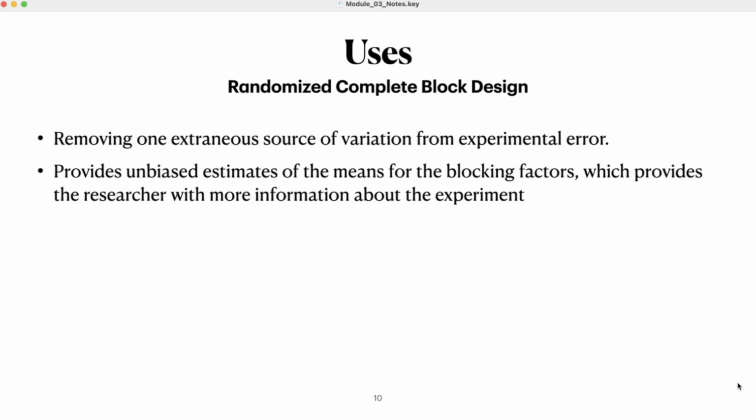Okay, finally, the uses of the randomized complete block design. The primary use, the primary purpose of using a randomized complete block design, again, is to remove one extraneous source of variation from experimental error. Now, I want to make sure that I'm pointing this out. We're talking about extraneous sources of variation. If an experimenter is specifically and explicitly incorporating a particular factor into an experiment to be part of the treatment structure, then that is not an extraneous source of variation.